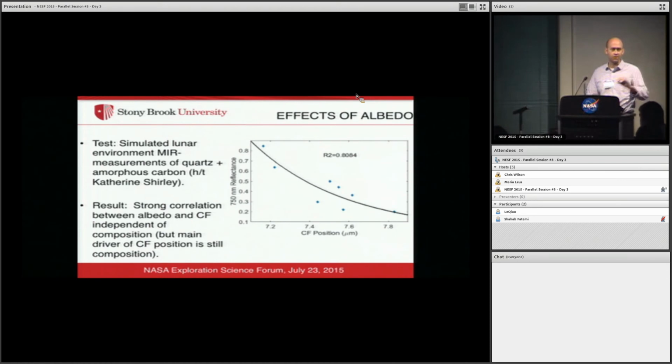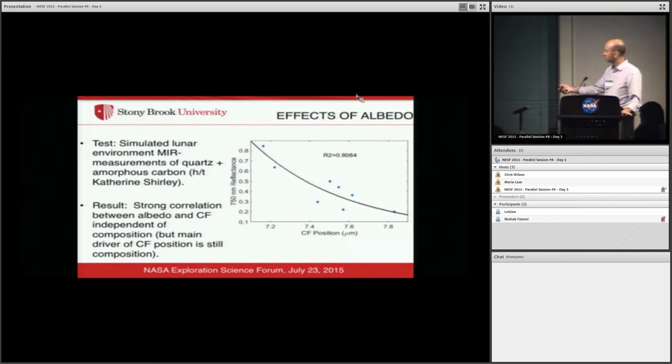So we're not changing the composition. We're not changing the compositional measurement. All we're doing is darkening the samples. And you see a really nice trend here of CF position getting longer as you reduce the albedo. So we're setting up a different thermal gradient, like what we see on the surface of the Moon, and we're shifting the CF. Interestingly, I'm not showing the data here, but if we measure the spectra in just an ambient terrestrial environment, we see no shift in the CF as well.